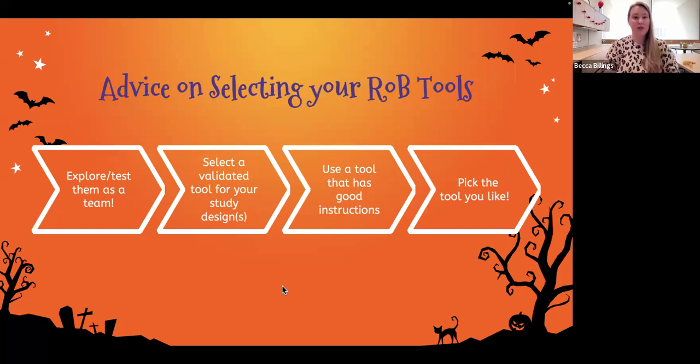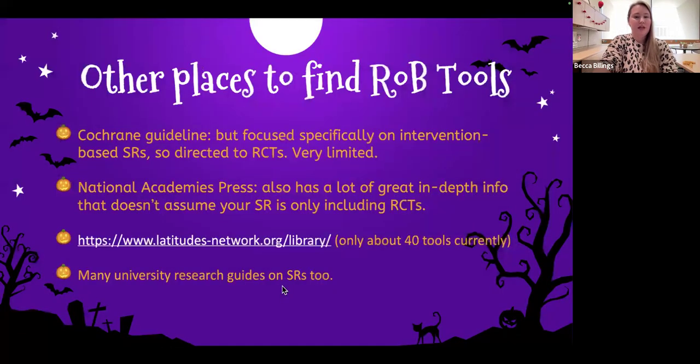Use this repository, limit to a couple risk of bias tools, explore them as a team, take 5 articles that you know are relevant to your review, and practice assessing the risk of bias. You want to pick a tool that's validated for your study design, and you want to pick a tool that has clear instructions. But in the end, pick a tool that is easy for you to use that you like. And you'll probably pick 2 to 3 tools, if you have multiple study designs, I should say.